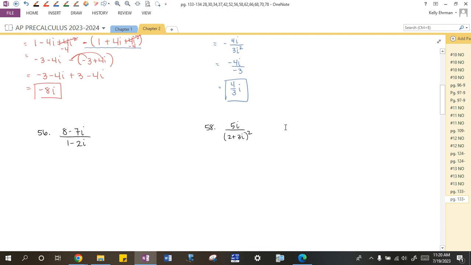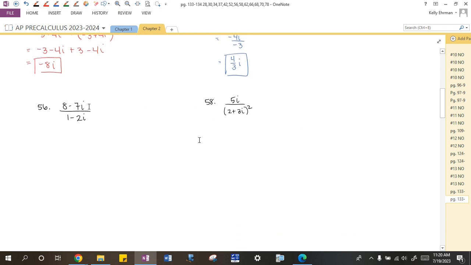If you have a binomial in the denominator, you can't just multiply by i over i, because you won't get rid of the i in the denominator. You'll just put it in a different term. So remember, this is where you multiply by the conjugate of the denominator. So the conjugate is 1 plus 2i over 1 plus 2i.